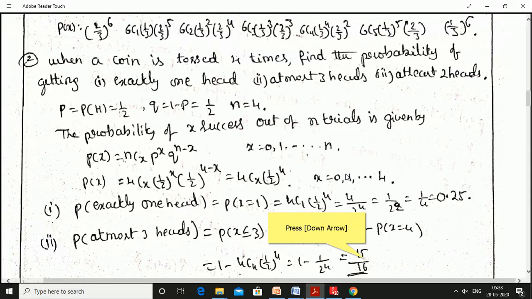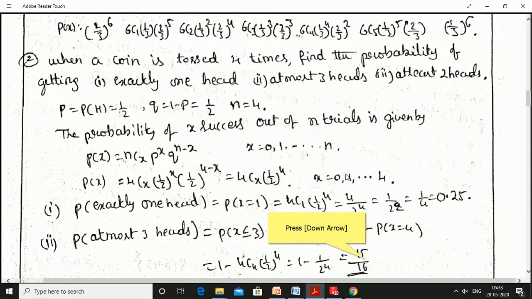So, the probability of exactly one head: exactly one head means x value is equal to 1. If I substitute x equal to 1 in the probability mass function, 4C1 times (1/2)^4. 4C1 is 4, and 4 divided by 2^4 is 1/4, which is 0.25. That's the probability of getting exactly one head.